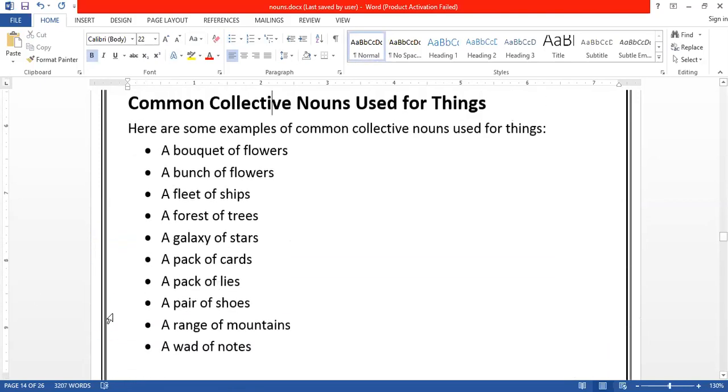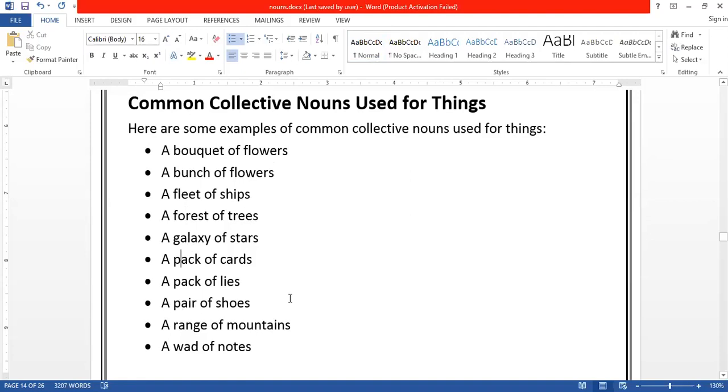For example, we have a bouquet of flowers. Flowers, clear? Thing, bouquet. We use it for the collective noun bouquet. A bunch of flowers, we can say, clear? A fleet of what? Ships, we can say. A forest of trees, we can say, clear? A galaxy of stars, we can say. A pack of cards, we can say, clear? A pack of lies, we can say.